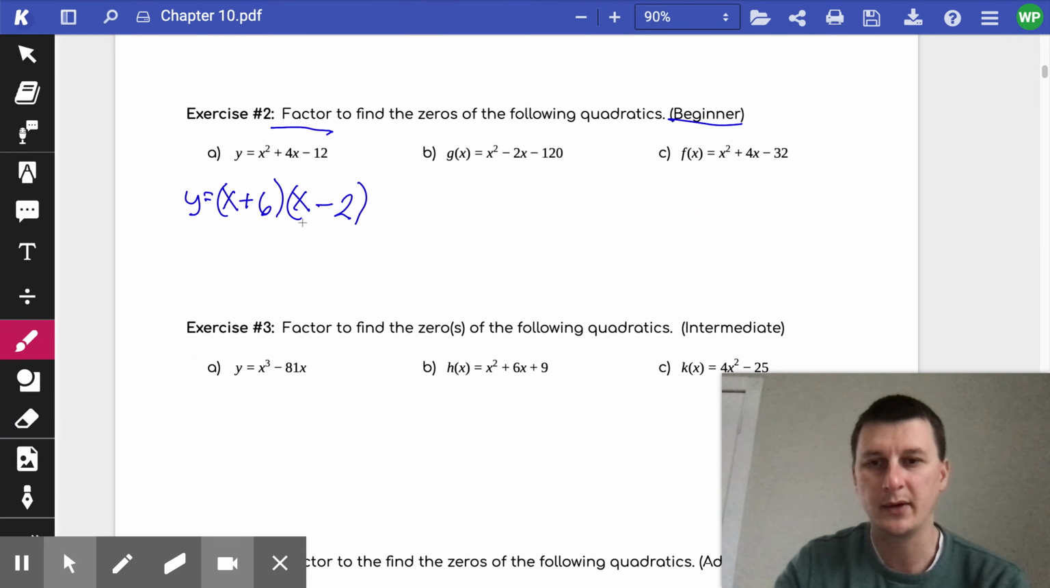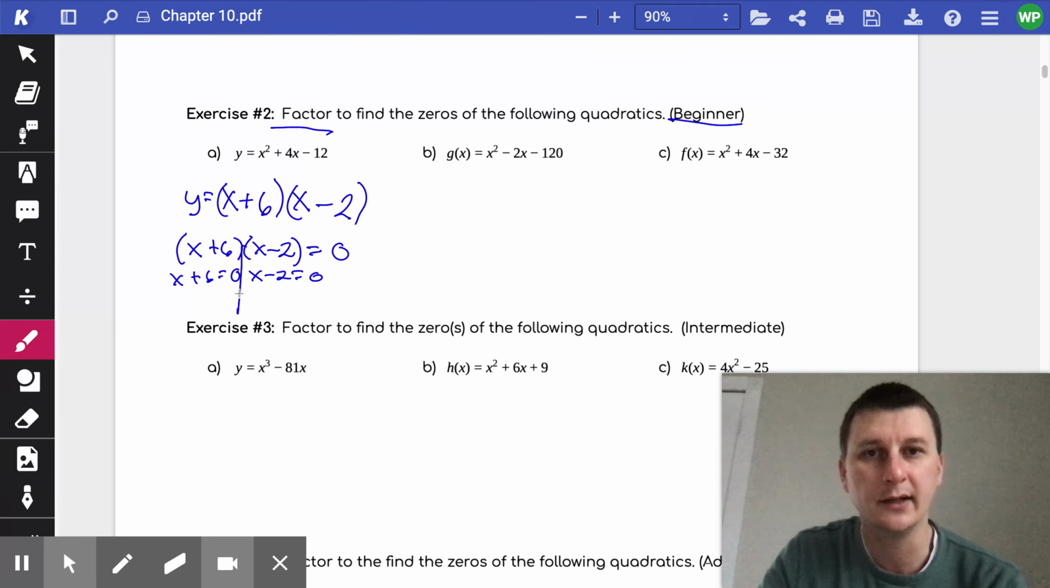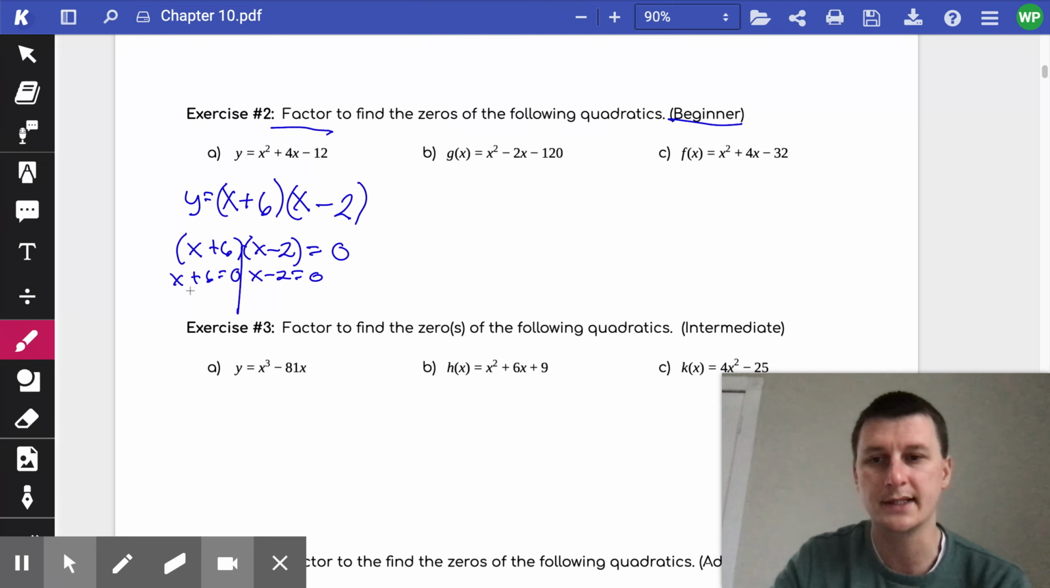Now, the step that we're going to add in is we're going to make this whole thing equal to 0. So I'm just going to switch it around to x plus 6 and x minus 2 equals 0. And I'm going to set each one of these factors equal to 0, because if one of them equals 0, the whole thing is going to equal 0. So the only new step that we're adding in right now is that we're going to set each of our factors equal to 0, then solve.